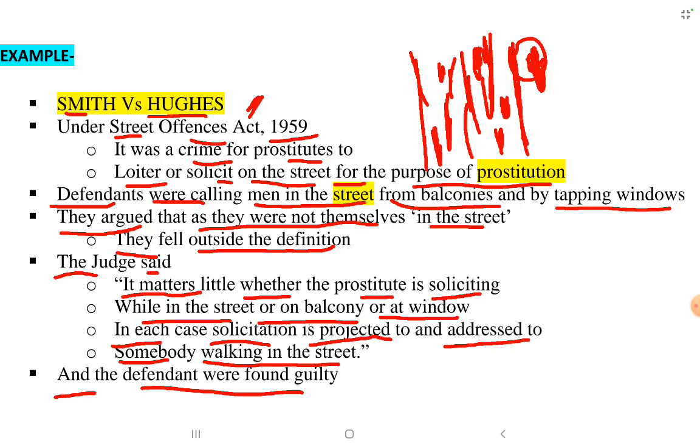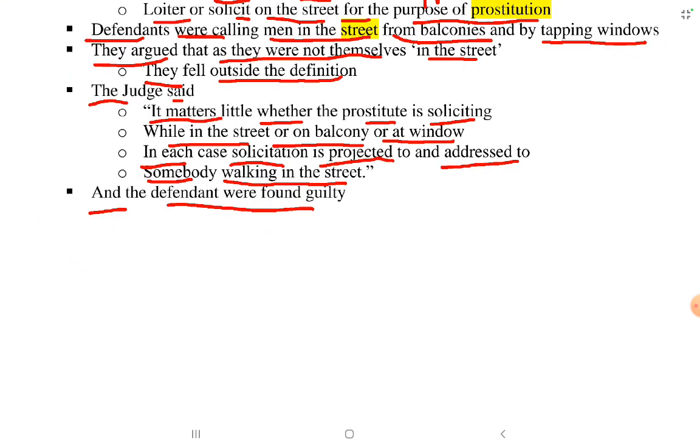The judges looked at the purpose of the act. The purpose of this act was to prevent solicitation for prostitution in the streets. So according to the purpose, the judges said that anyone who is being solicited in the street, whether from the street or from balconies, it will be a crime. So the judges fulfilled the purpose of this act.